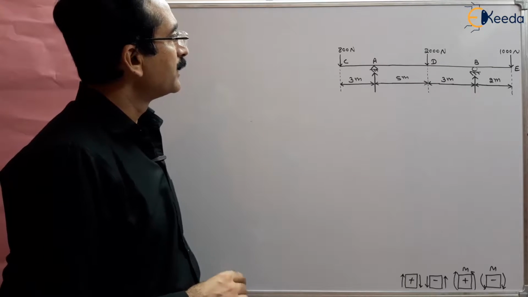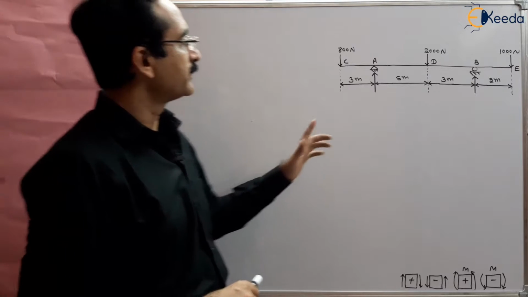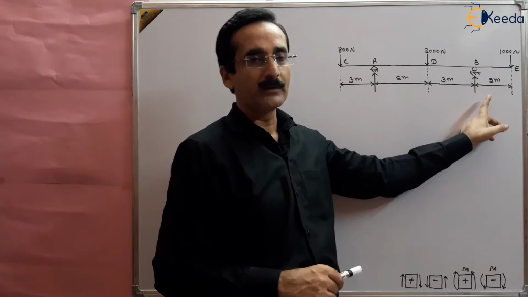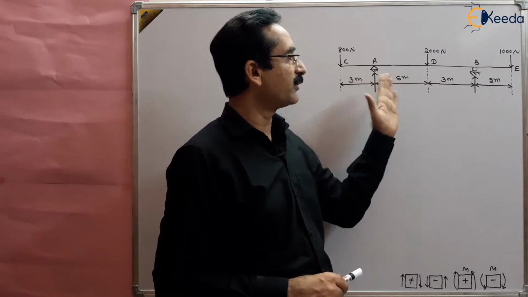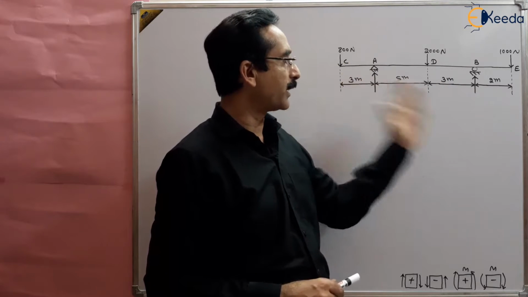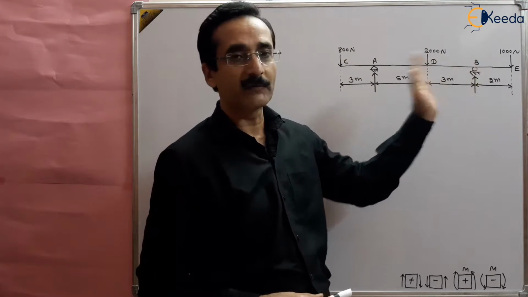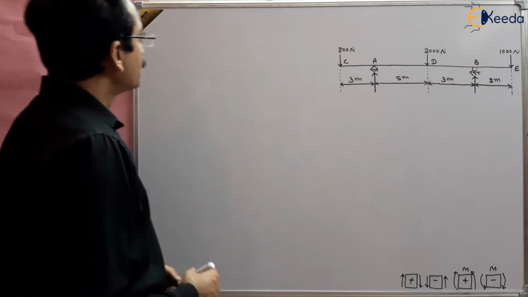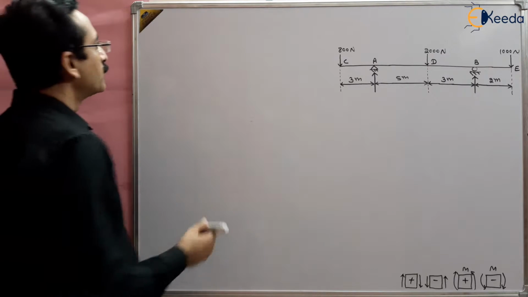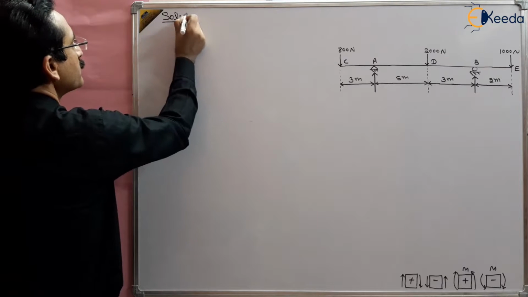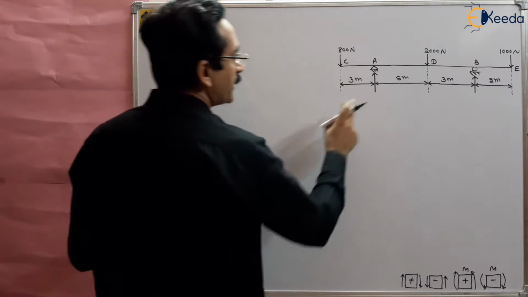So here, first of all, we have to find the reactions, reaction at point A and reaction at point B. After finding the reactions, we will find out the shear force and bending moment by taking the cross section at different points, right? So first of all, let us solve this question. Solution: find out the reaction.